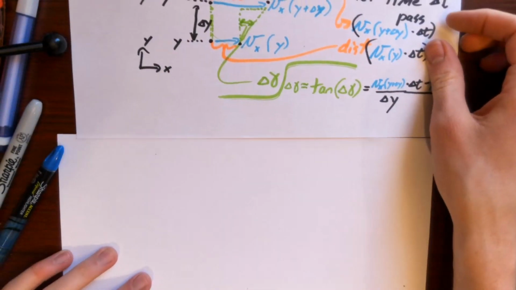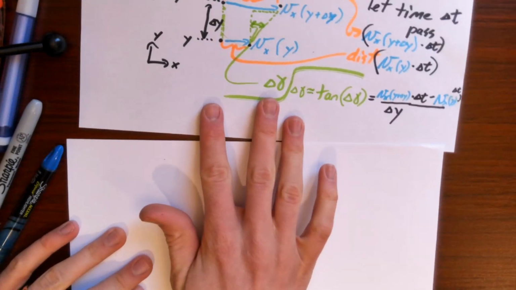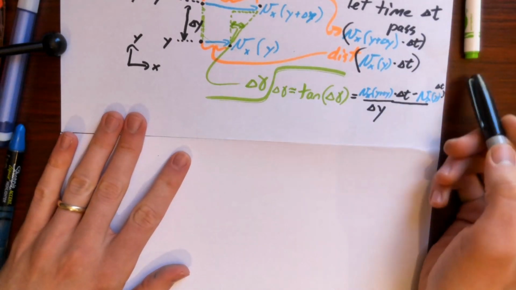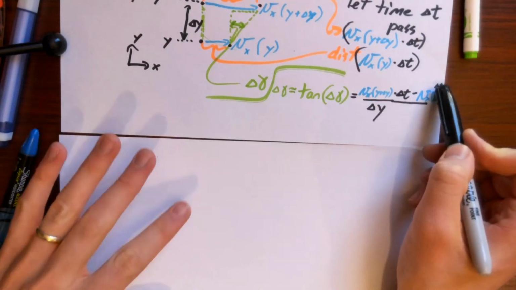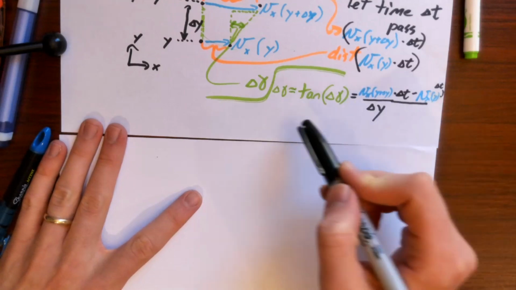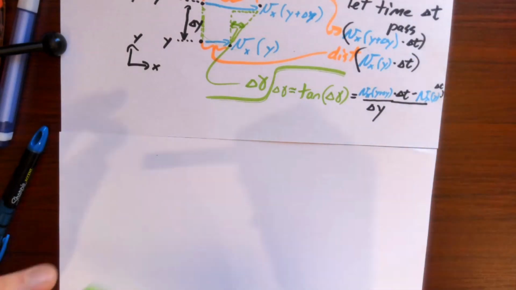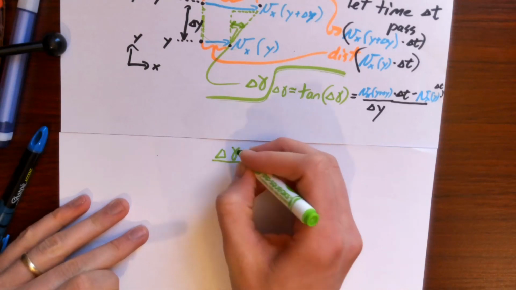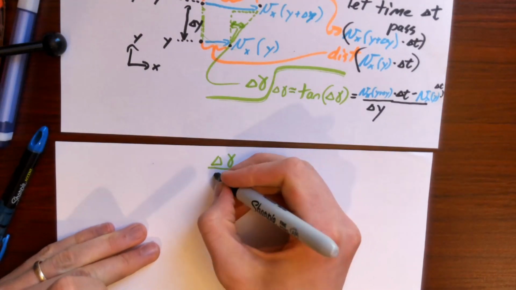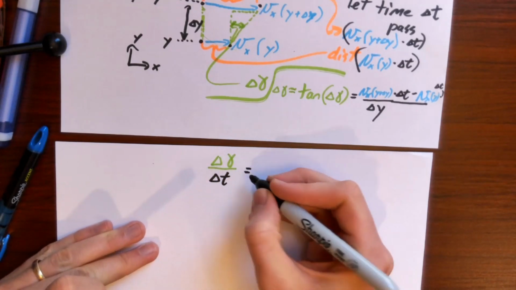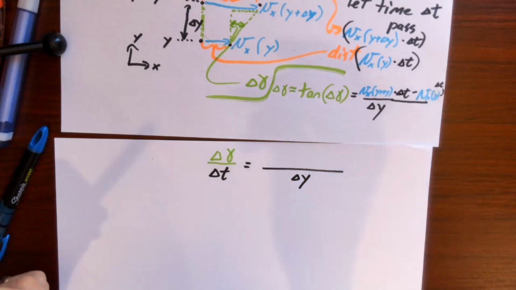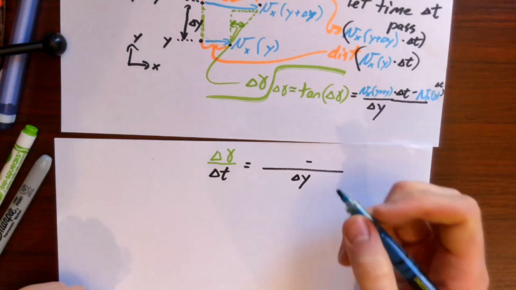So where is this taking us? Well, in a calculus-y direction. If I look at this top part here, both of these terms in the numerator have delta t, so I could factor out that delta t and then divide both sides of the equation by it. What would that look like? Now my left-hand side is delta gamma over delta t, and the right-hand side is left with delta y in the denominator, and in the numerator just the difference of those two velocities.